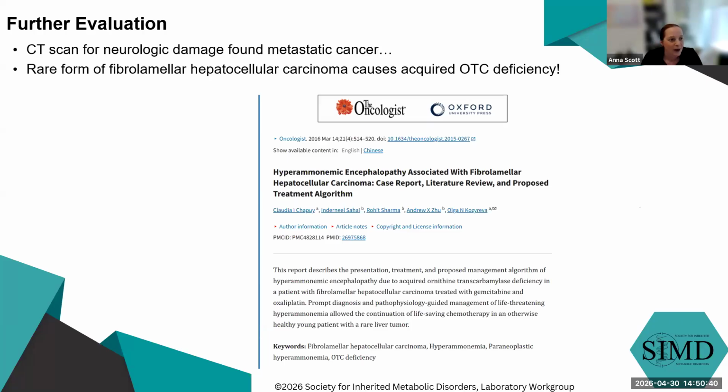So I would say biochem testing was pointing us in the direction of late onset OTC deficiency. We don't have the final answer yet for this patient, but putting the full clinical picture together looks like this is an acquired, hopefully temporary OTC deficiency secondary to an unusual liver cancer.